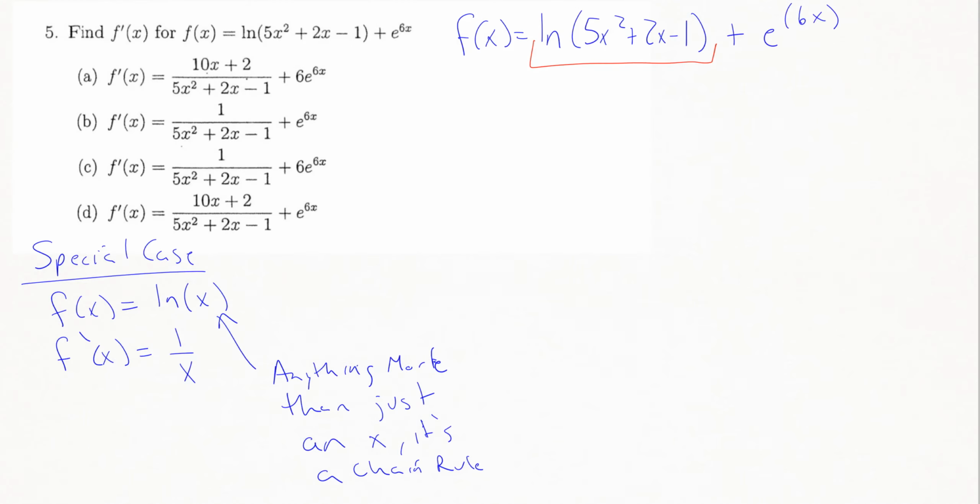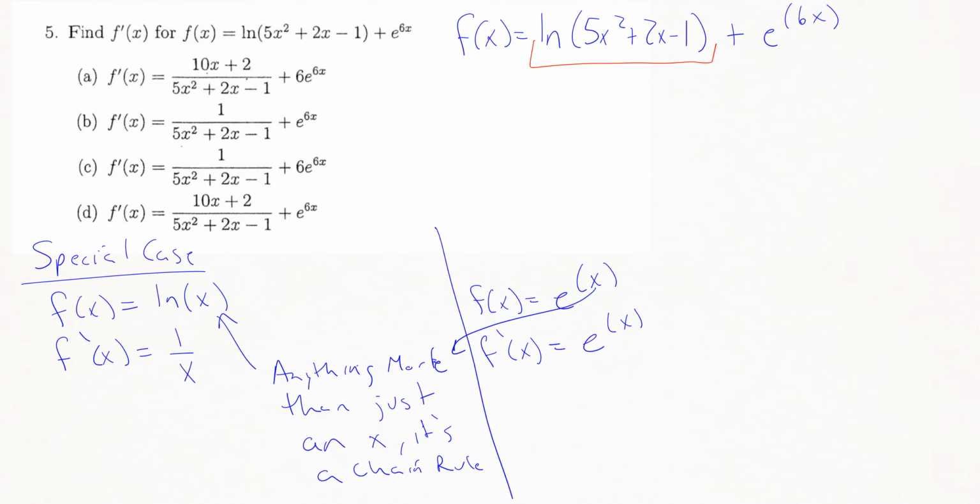And then the second special case that we'll have to worry about is for e to the x. So if I have an equation with e to the x in it, the derivative of e to the x would be e to the x. Again, just like with the natural log, as soon as there's anything more than just an x sitting up in that exponent there, this is going to become a chain rule problem. So that being said, we better write out our chain rule right now.